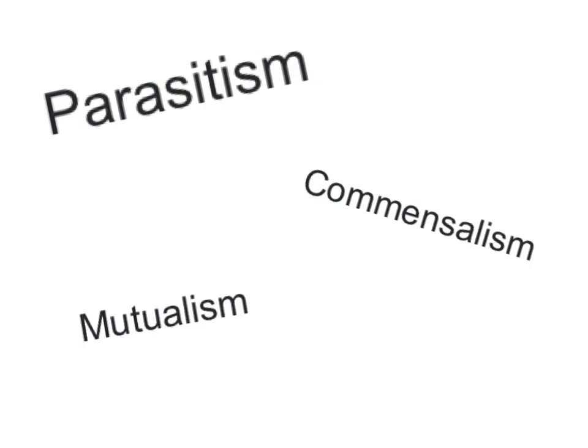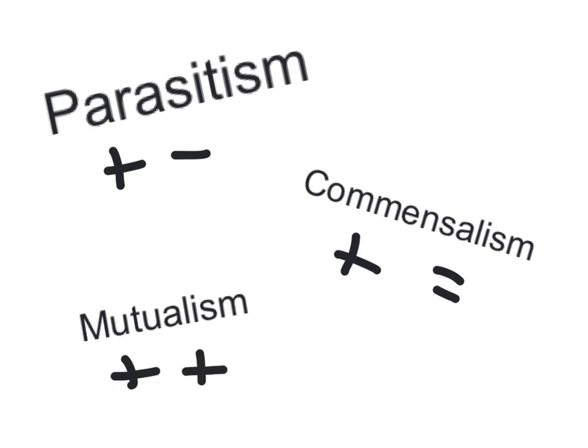A quick recap of what we've covered. We have our three symbiotic relationships. We start off with parasitism, which, as we said, was a plus-minus situation. One's helped while one's harmed. We have commensalism, which is a situation where one's gaining a benefit while the other one is neither helped nor harmed. And we end with mutualism, which is a best case scenario for the two organisms, where we get a mutual benefit for both organisms.